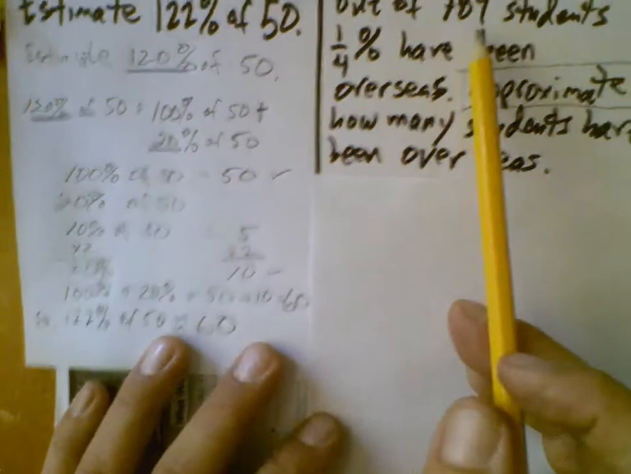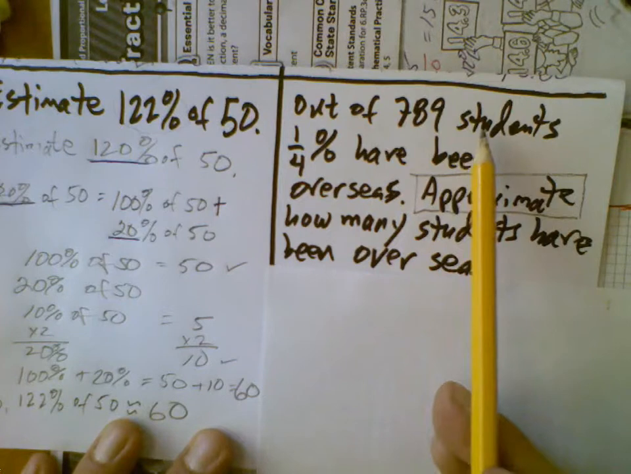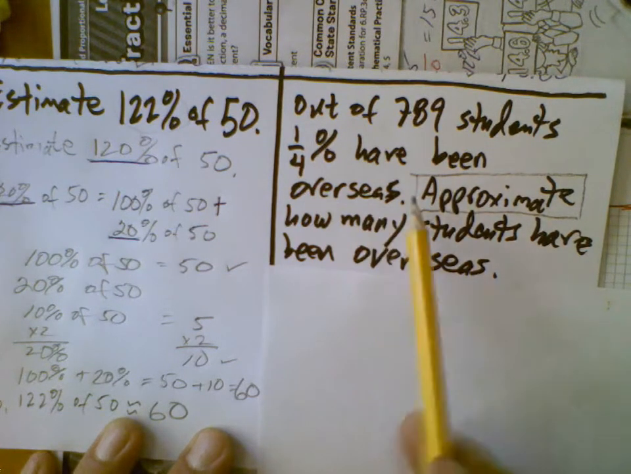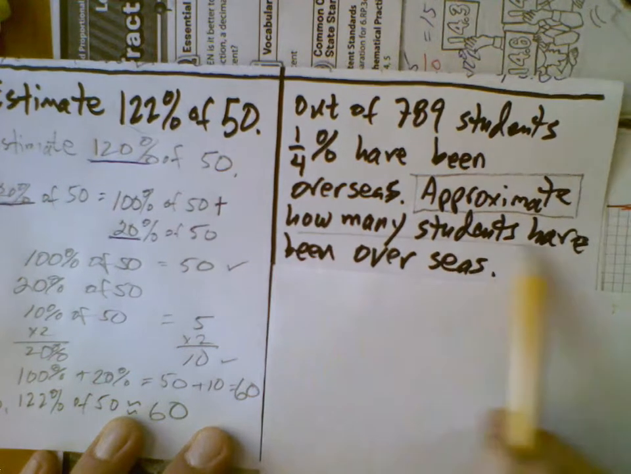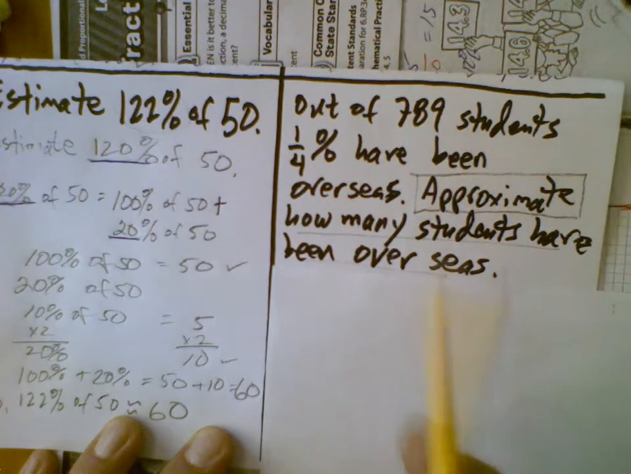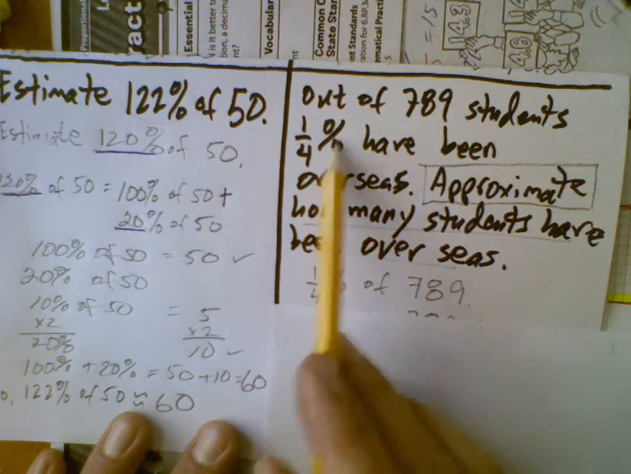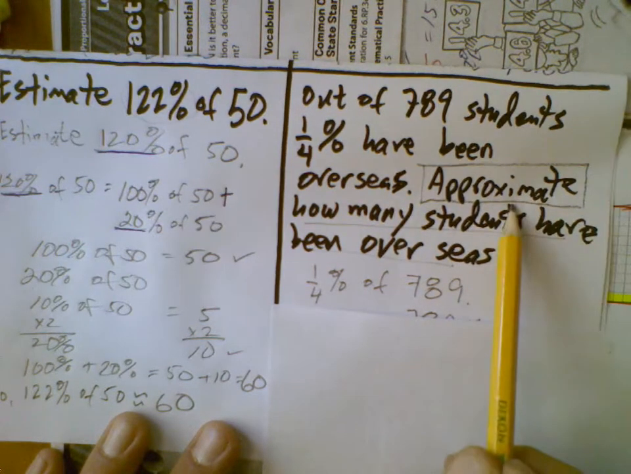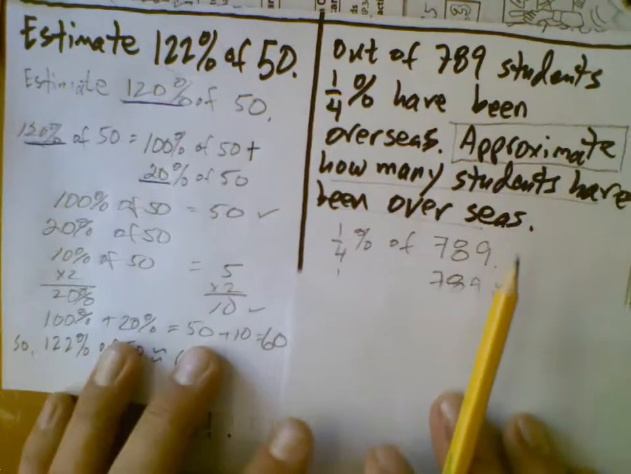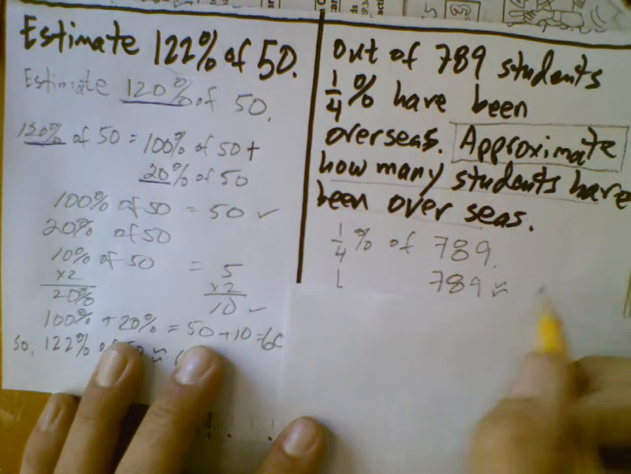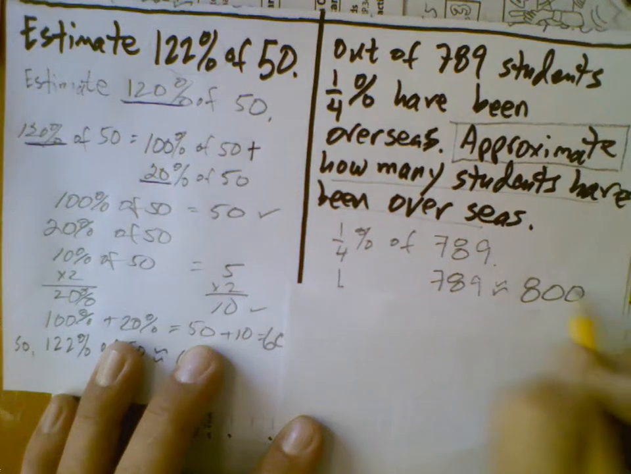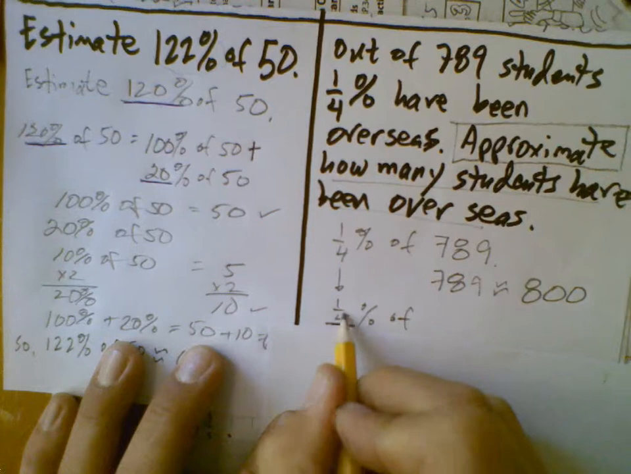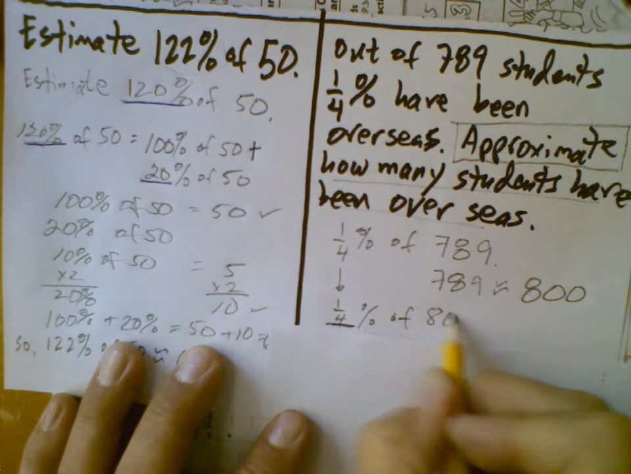Next problem looks like this. So out of 789 students, 1/4% have been overseas. Approximate how many students have been overseas. So I need to find 1/4% of 780. But we need to approximate. That means I'm estimating. So 780, that's kind of awkward. Let's make that about 800. That'd be a much easier number to deal with. So I'm being asked to find what's 1/4% of 800.